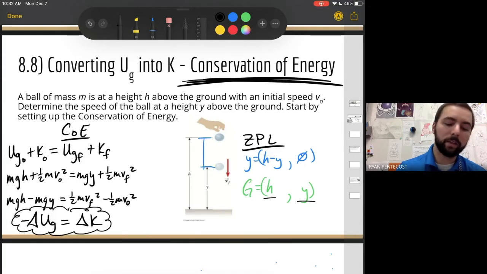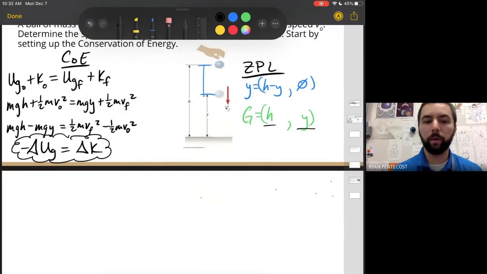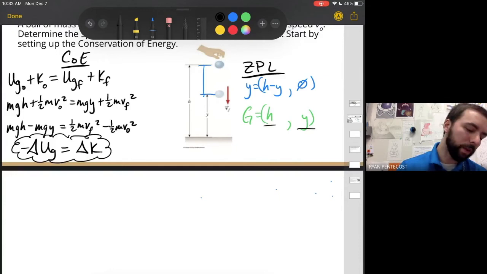So that's the demonstration I wanted to show you there, that we are showing mathematically we are changing our gravitational potential by losing it, and we're increasing kinetic by the exact same amount. So anyway, it asked for the speed of the ball at height y, so that's our v final. Let's solve for v final.